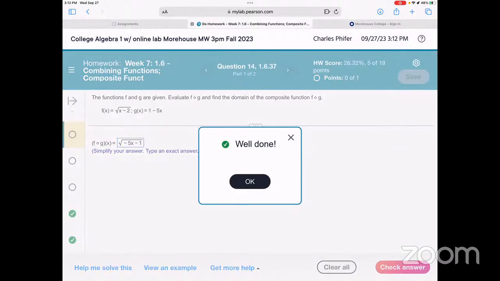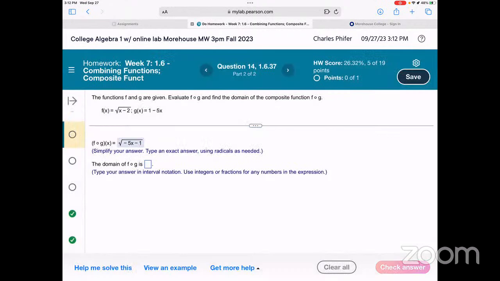Okay. And then the domain. So to find the domain of a composite function is a 3-step process. First step is find the domain of the inside function. The inside function in this case is the g of x, which is 1 minus 5x. That's a linear function with a y-intercept of 1 and a slope of negative 5, right? So that means the domain is all reals. So the domain of the inside is all reals.